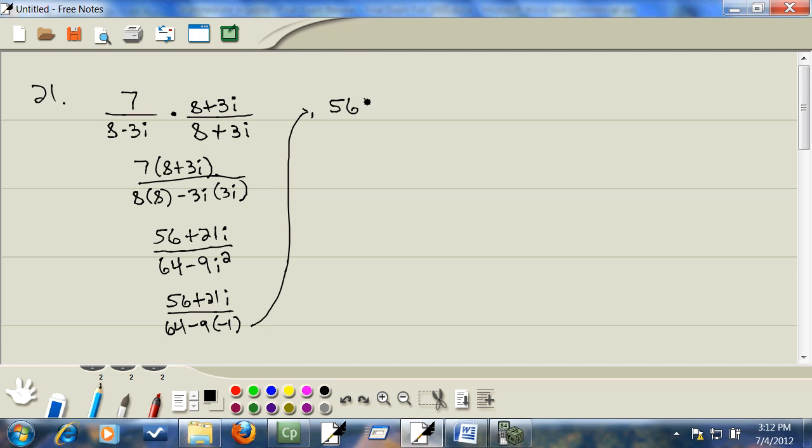So then we got 56 plus 21i over 64 plus 9. So that gives us 56 plus 21i. 64 plus 9 gives us 73. Now, since standard form requires us to have the real separate from the imaginary, we're going to split these up. Put the 56 over 73, put 21 over 73 with an i to the side. And I don't think those reduce any.